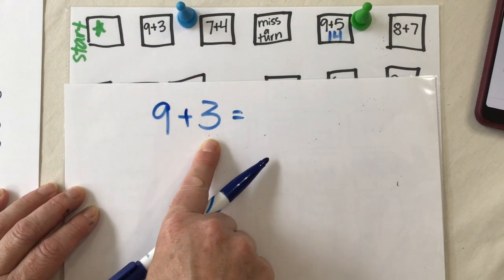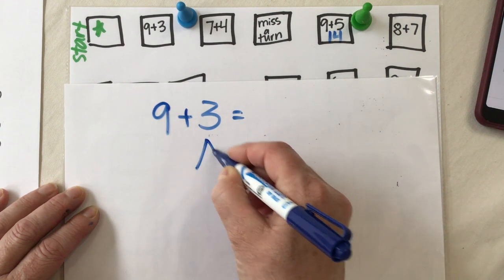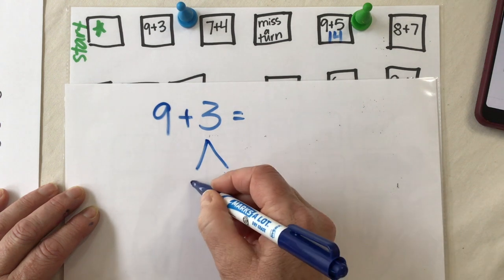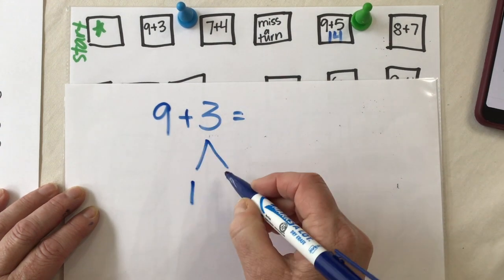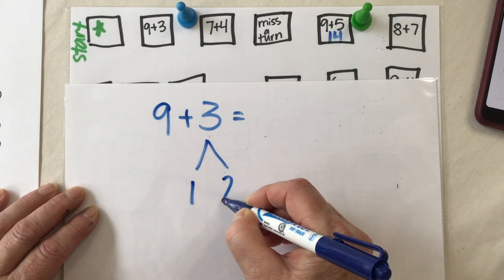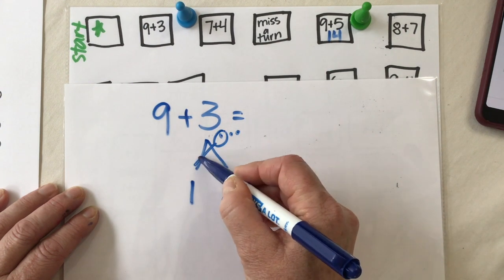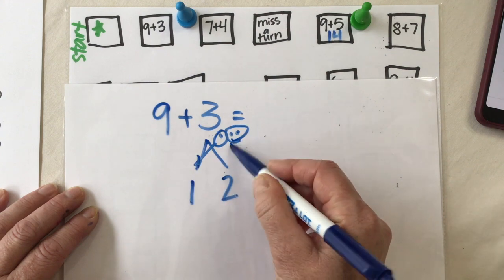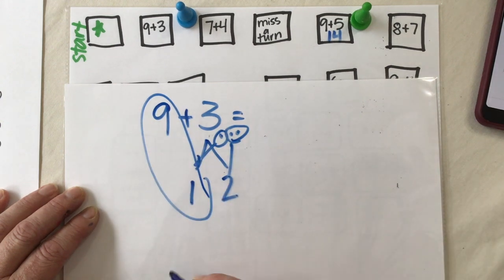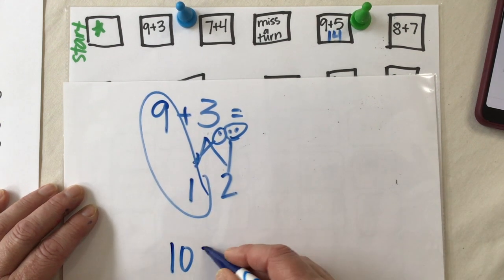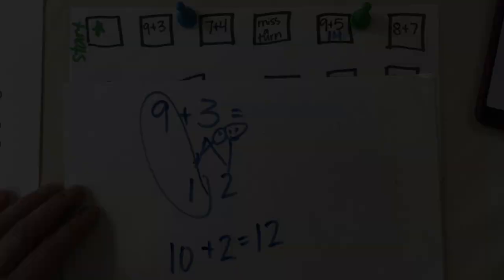We're going to make a 10. What does 9 need to make a 10? I already know that. I did that in the last problem. 9 needs a 1 to make a 10. If I take 1 from 3, 1, 2, 3, if I give 1 over here, that leaves me 2 over here. So here's my 10. I made a 10. 9 plus 1 is 10. I know that. 10 plus 2 more equals 12.